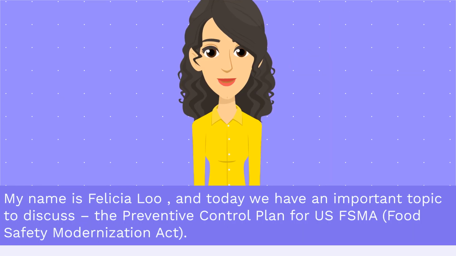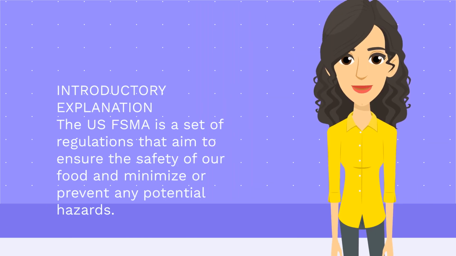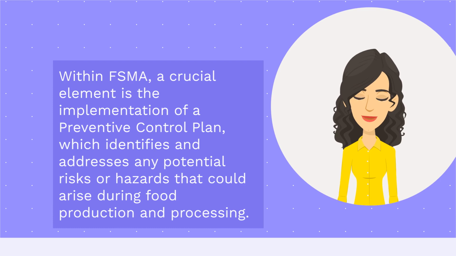My name is Felicia, and today we have an important topic to discuss: the Preventive Control Plan for US FSMA, the Food Safety Modernization Act. The US FSMA is a set of regulations that aim to ensure the safety of our food and minimize or prevent any potential hazards. Within FSMA, a crucial element is the implementation of a preventive control plan, which identifies and addresses any potential risks or hazards that could arise during food production and processing.